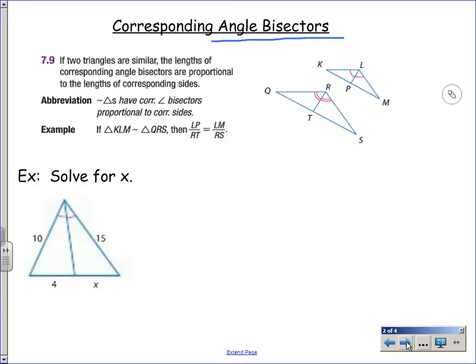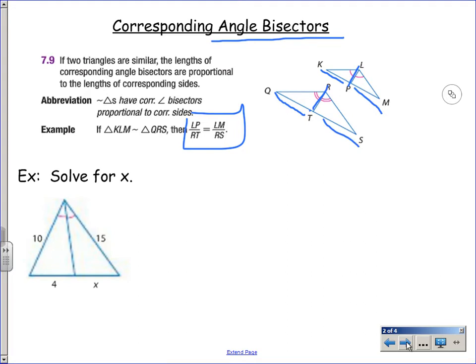Corresponding angle bisectors are also helpful. If two triangles are similar, the lengths of the corresponding angle bisectors are proportional to the lengths of the corresponding sides. So in this situation, the angle bisectors are also going to be proportional. So we have LP is proportional to RT. What we also know is that QS and KP will be proportional, as will PM and TS.